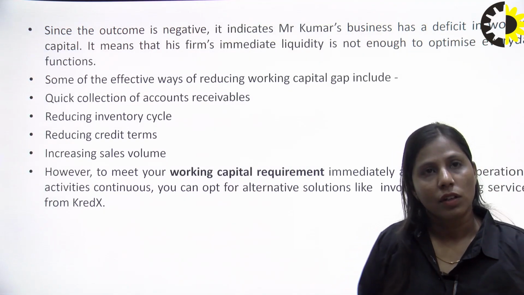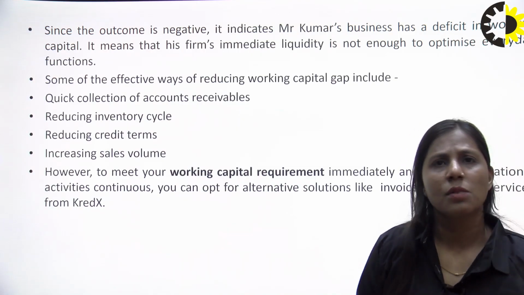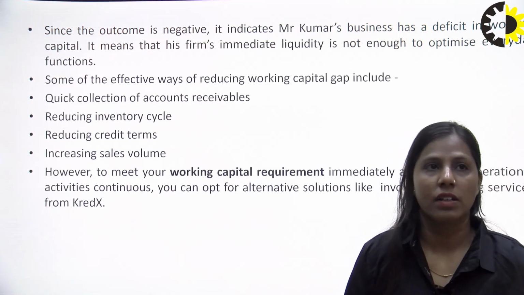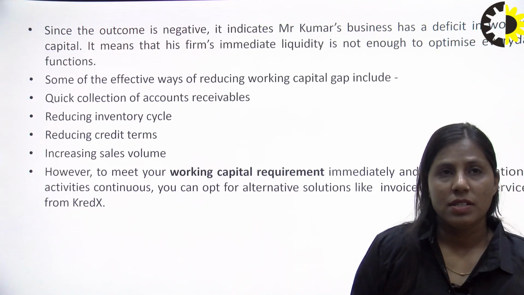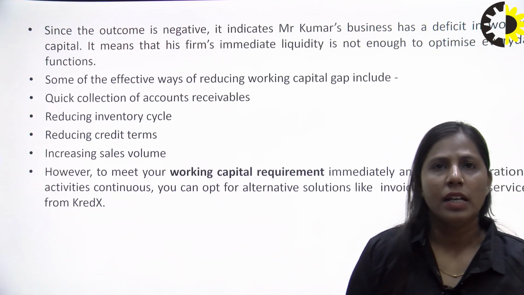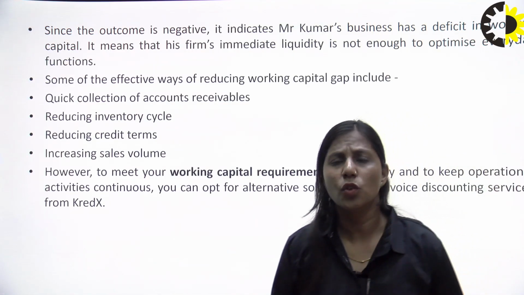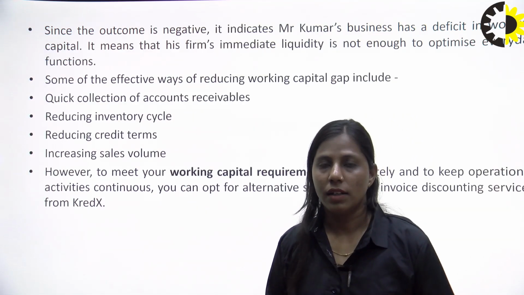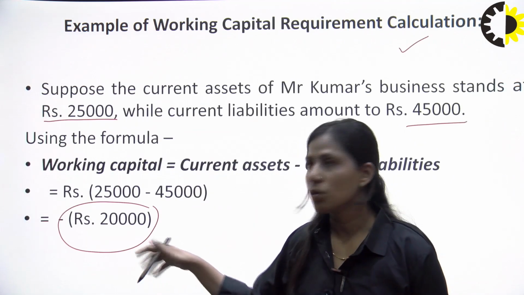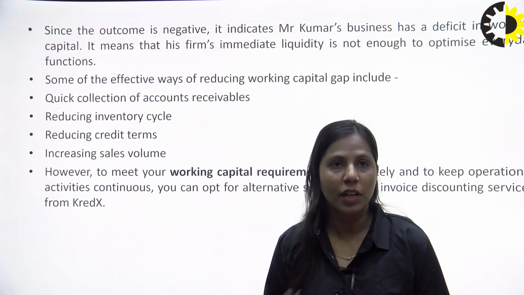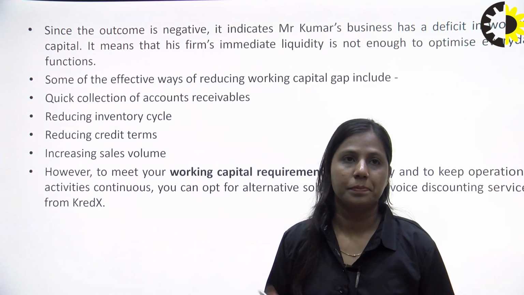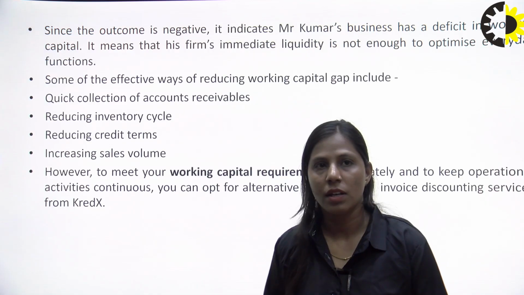Since the outcome is negative, it indicates that Mr. Kumar's business has a deficit in working capital. It means that his firm's immediate liquidity is not enough to optimize its functions. If the amount is negative, it is not optimizable, so it would be required to take measures to reduce that working capital requirement.